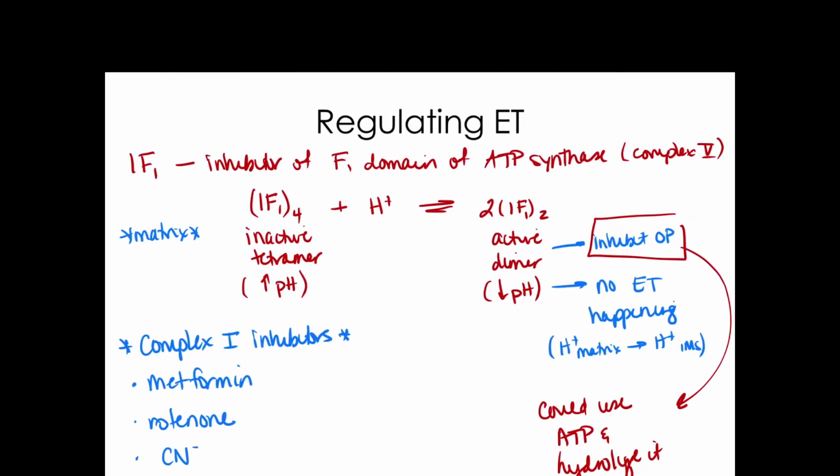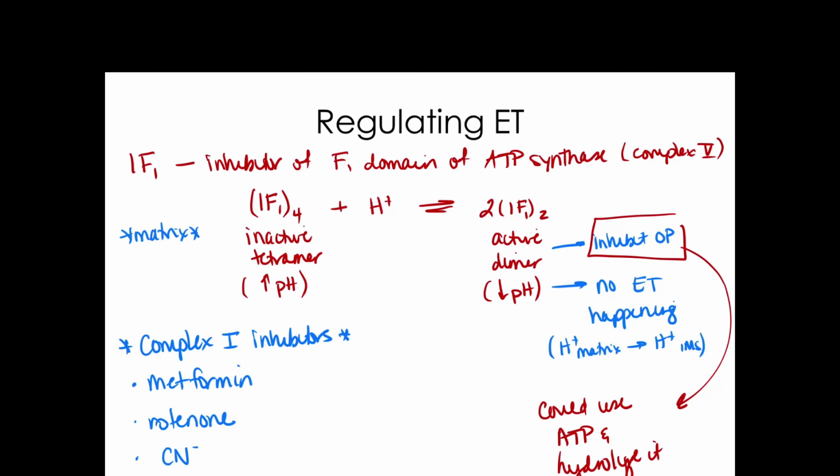So what we have here in our last little section is a discussion of how we are going to regulate electron transport. Now there's lots of different mechanisms we could talk about. There's lots of different aspects of regulating electron transport. I'm just going to focus on one here just for simplicity's sake, and that's the discussion of using an inhibitor to the F1 domain. So again, remember the F1 domain is the area in ATP synthase, complex 5, that's actually going to be synthesizing ATP.